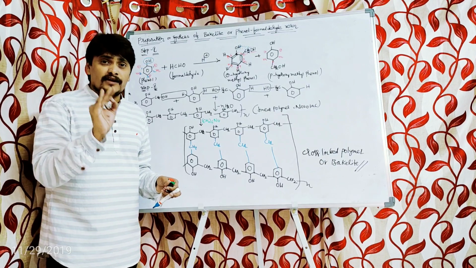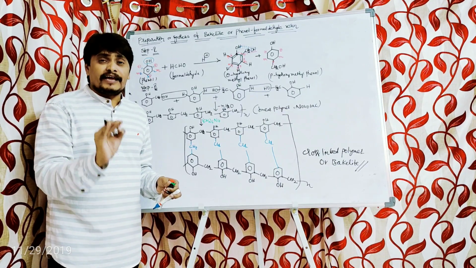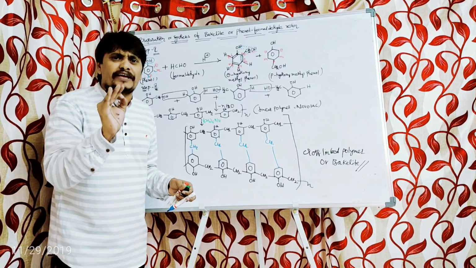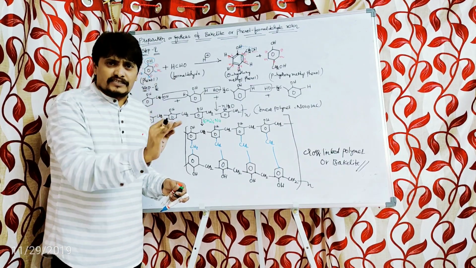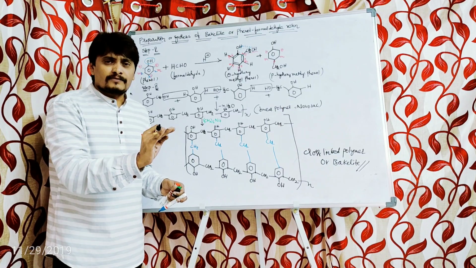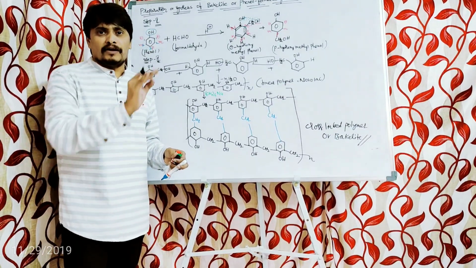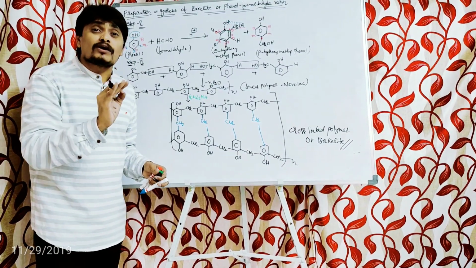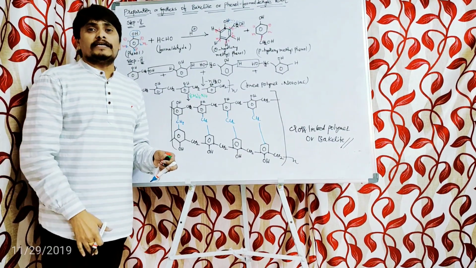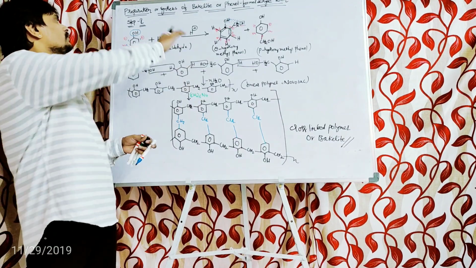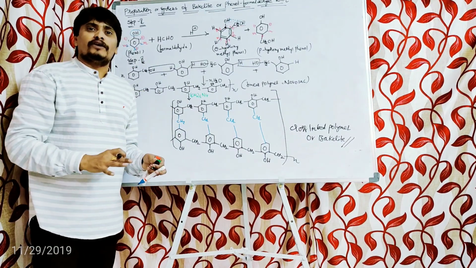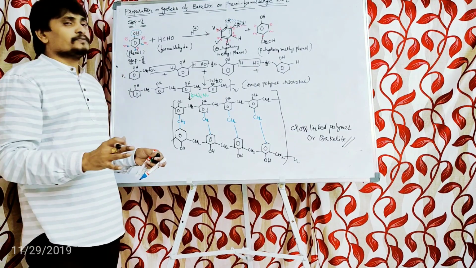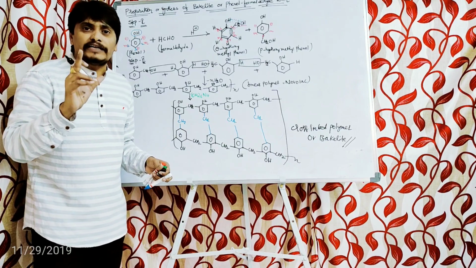It possesses excellent insulating property. That is the reason the Bakelite is most widely used for making switchboards, switches, plugs. Everything is made up of the Bakelite because it is a cross-linked polymer. So now these are the three steps involved for the preparation or synthesis of the Bakelite, which is also called Phenol-formaldehyde resin, students.